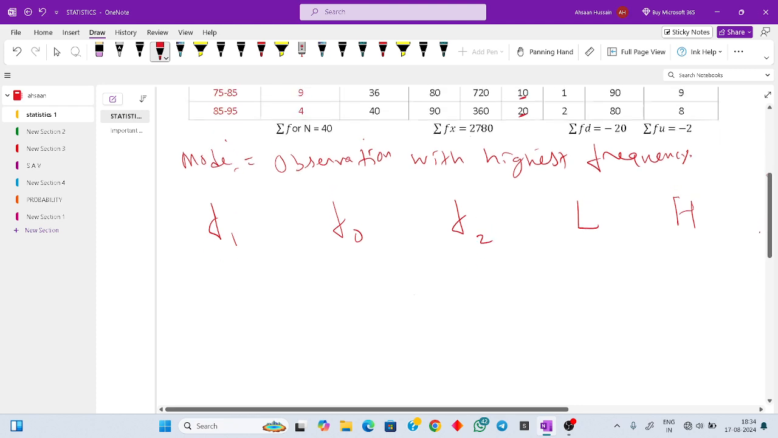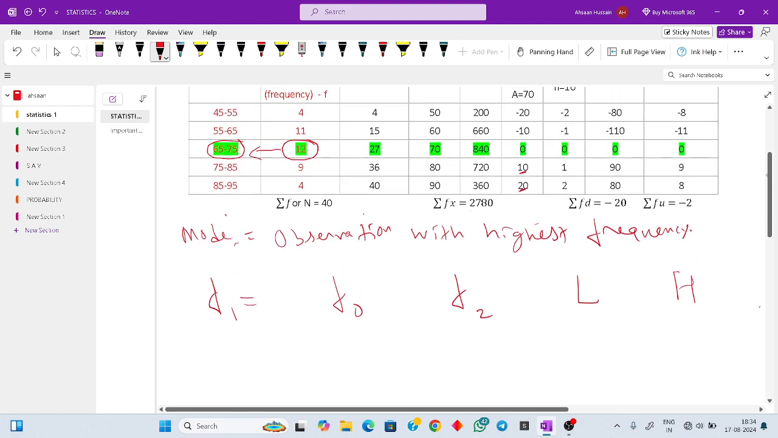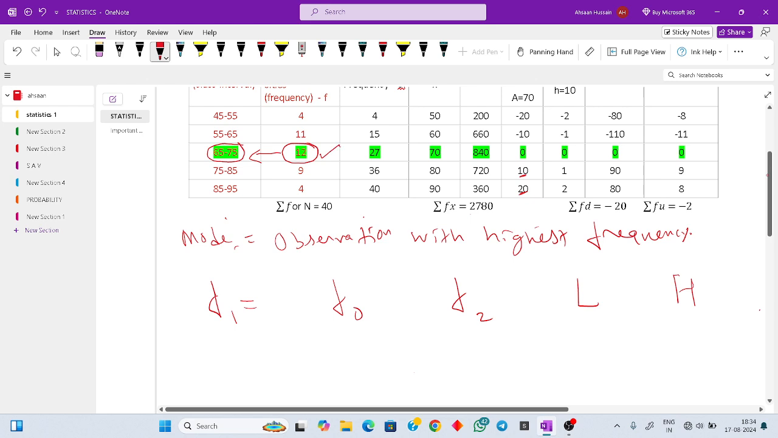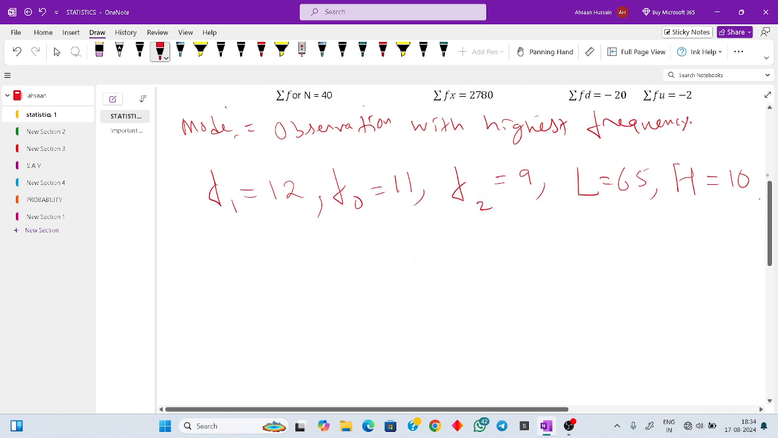Okay. So F1 is 12, the highest frequency. F0 is the frequency preceding F1, which means 11. And F2 is the frequency succeeding F1, that is 9. L means the lower limit. The lower limit of 65 and 75 is 65. And the height is obviously 10. Height means the difference of the class interval.